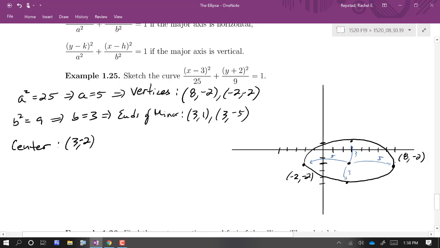So, the reason we call it standard form is because I know where the center is, and then I can find the ends of the minor and the vertices pretty quickly, and kind of look at that equation and get almost immediately an idea of where it is. What does this ellipse look like?